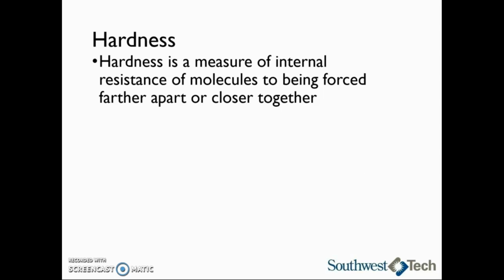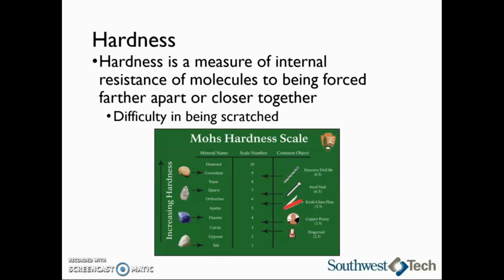Hardness is a measure of the internal resistance of molecules to being forced further apart or closer together. Hardness is also defined as the difficulty in being scratched. In order to find the hardness of an object, a scratch test is done. In this picture, we can see that talc and gypsum are materials that are not hard, while diamond is the hardest known substance.